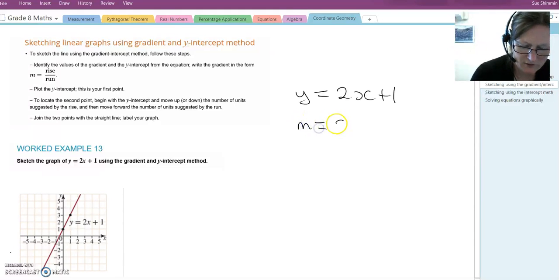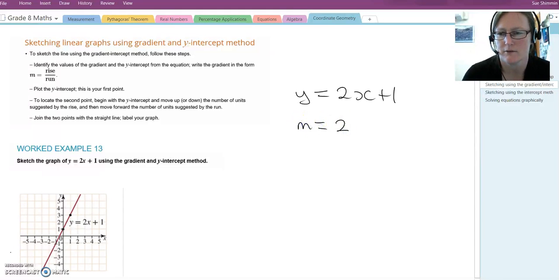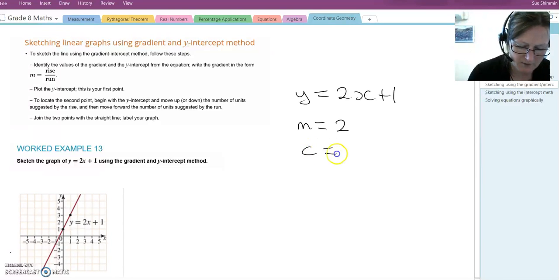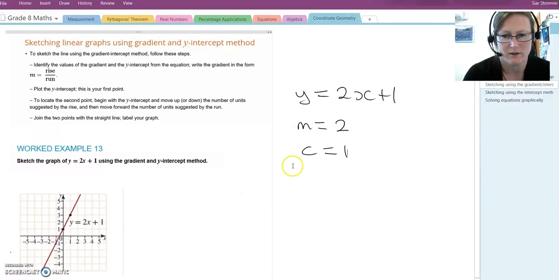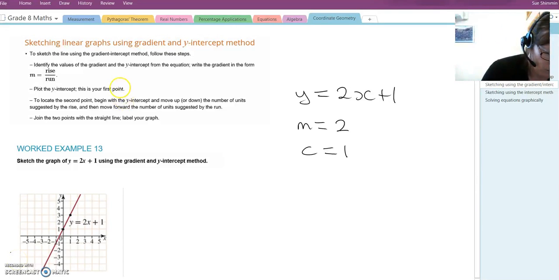The gradient of this line is 2, remembering the gradient is the thing in front of the x. The y-intercept of this line is 1, the y-intercept being the thing added or subtracted from the x term. Okay, once we have identified this, we need to plot 2 points.